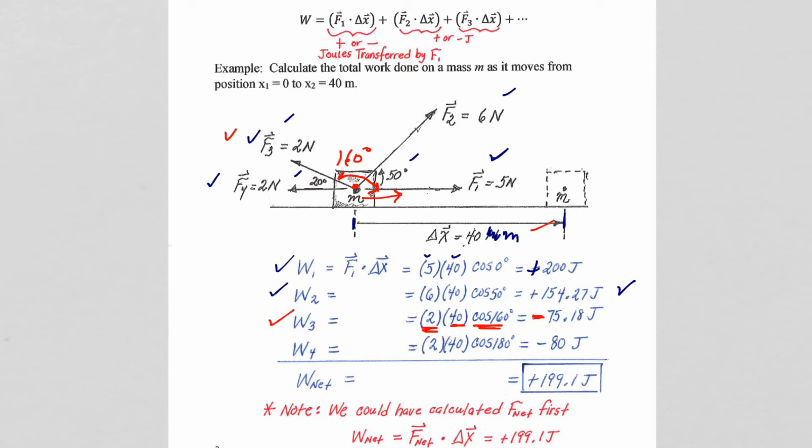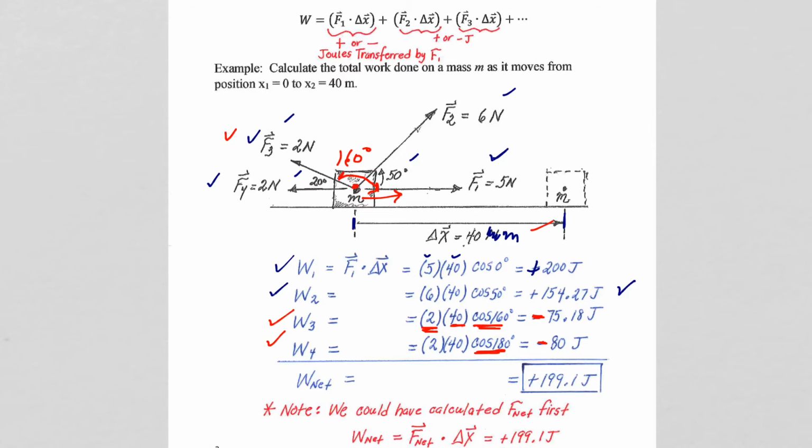So even if there were no other forces other than F3, if the object, the mass, was going to the right, F3 would be dragging it to a stop eventually, but over this 40 meters, it would have removed 75.18 joules of energy. And then we can see F4 is also removing energy. Cosine of 180 is negative 1, so there's negative 80 joules removed by F4. Well, we have competing forces and competing transfers of energy.